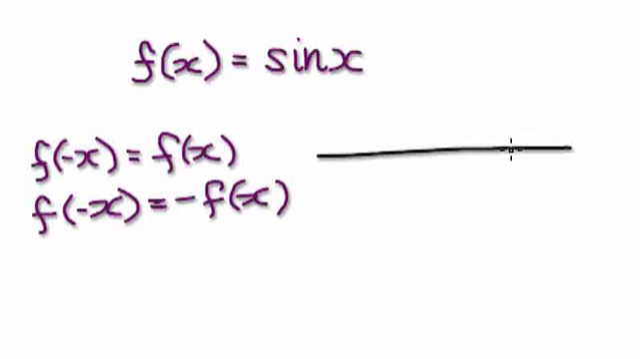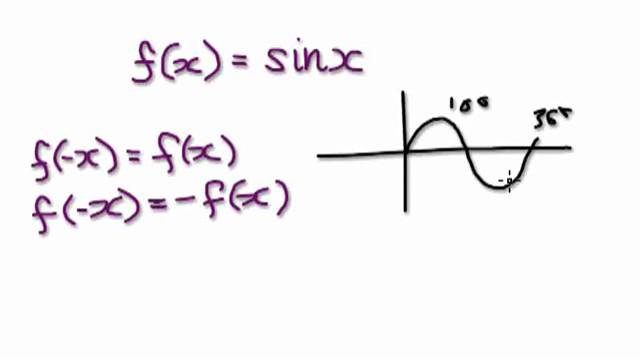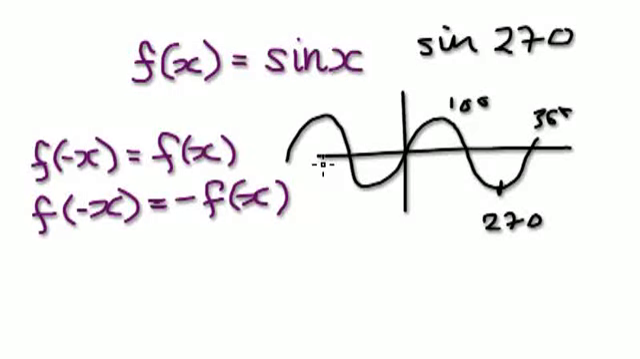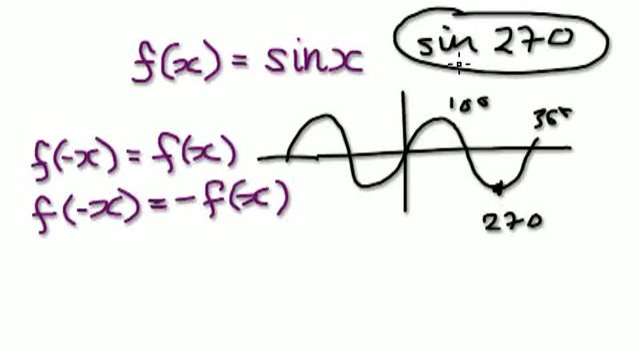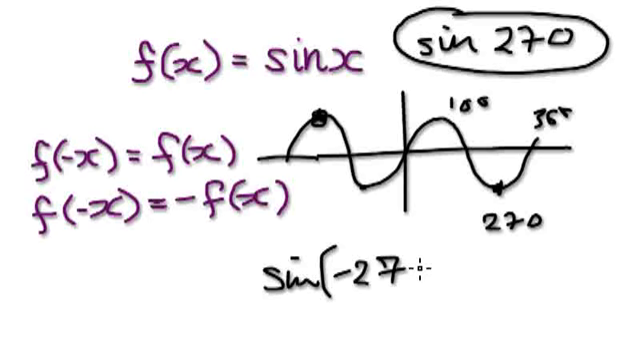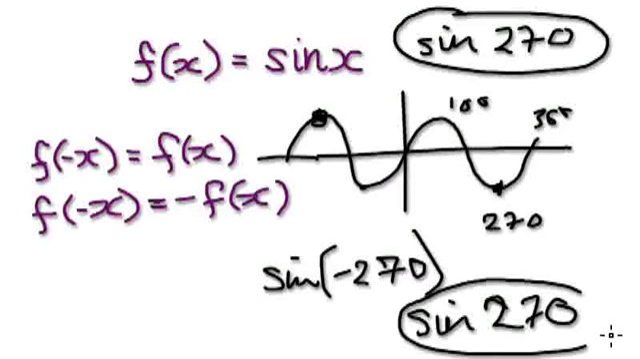Okay, let's look at a different point. This is 360, 180 here, so this point here is 270. So let's look at sine of 270. Sine of 270 is -1. Now looking at sine of -270, that's like you doing this 270, and it seems to match up with this one.